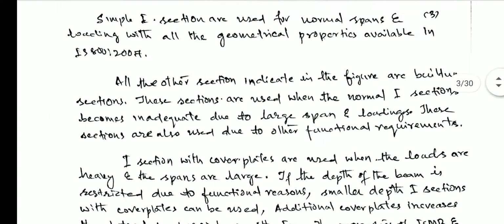Now all the other sections indicated in the figure are built-up sections. Other than the I section, all the remaining sections are built-up sections. These sections are used when the normal I section becomes inadequate due to large span and loadings. They are also used for other functional requirements, where you can't use a single I section; there you can use built-up sections of different shapes.